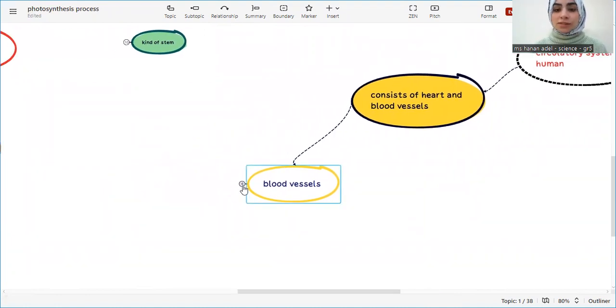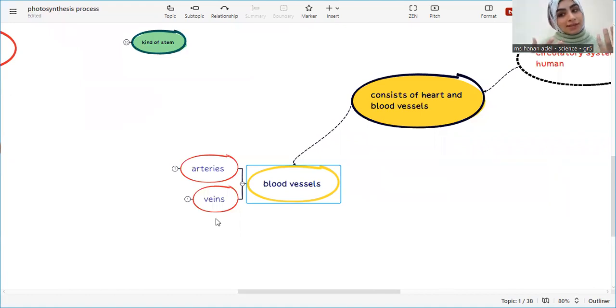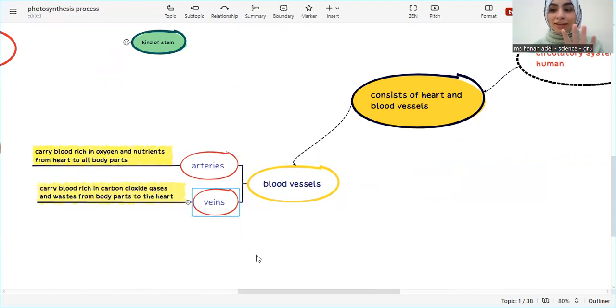We have two blood vessels inside our body. We have arteries and vein. Like the transport system have xylem and phloem, as a human, we have arteries and we have vein. What is their function here? The blood is moving inside them, inside the artery and inside the vein. And this blood is carrying things from where to where it depends.